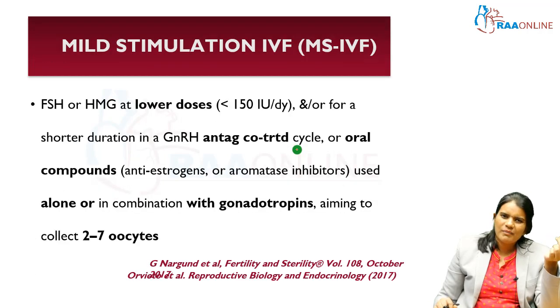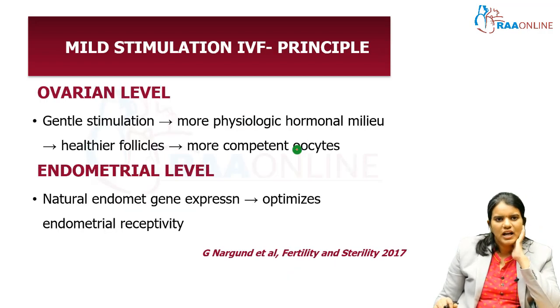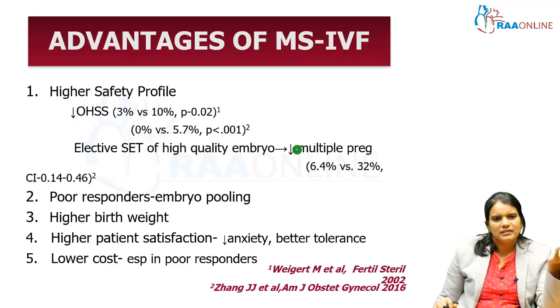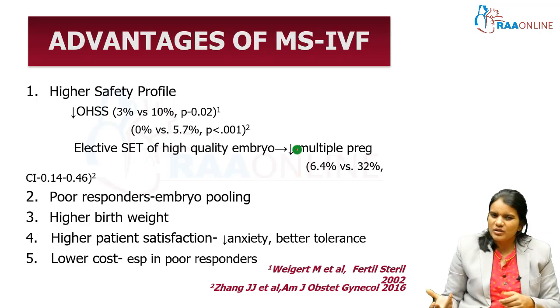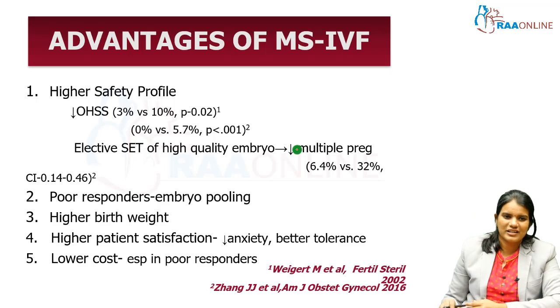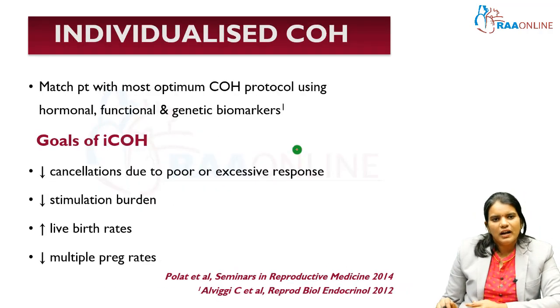Now, there is also a mild stimulation IVF, when low doses are given for smaller, shorter durations. The advantage is that it is very safe. In poor responders you can use it, because anyway they are going to respond to only very low doses; with high doses also they will respond the same way. Also, lower cost. Individualized ovarian stimulation is something where you individualize depending on each and every patient. That's how we do. We do not give the same blanket therapy for everyone.